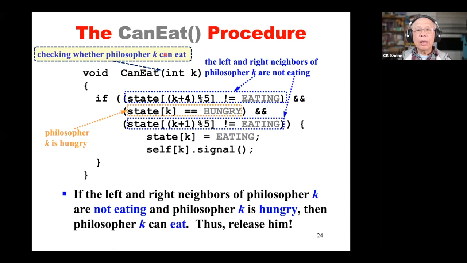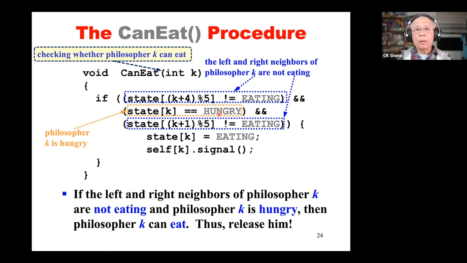Now, let's study the can eat procedure. Again, the can eat procedure takes an integer argument, a philosopher number. So the can eat function checks to see whether philosopher K can eat. Now, think about this. When philosopher K can eat, of course, philosopher K must be hungry. If philosopher K is eating, he cannot eat again. If philosopher K is thinking, he's not going to eat. So philosopher K can eat if the state of philosopher K is hungry and its left neighbor and its right neighbor are not eating. Now why?